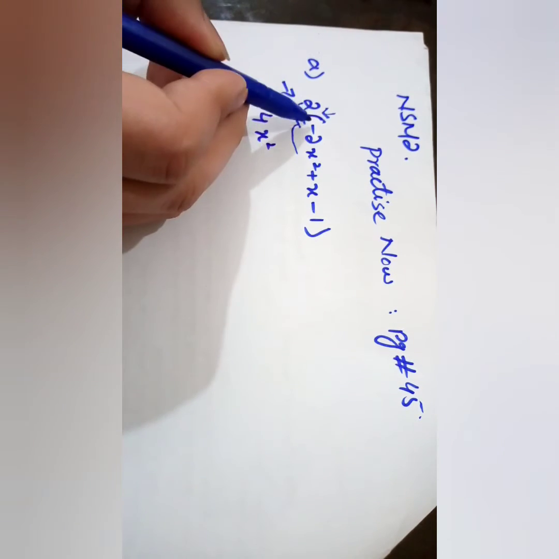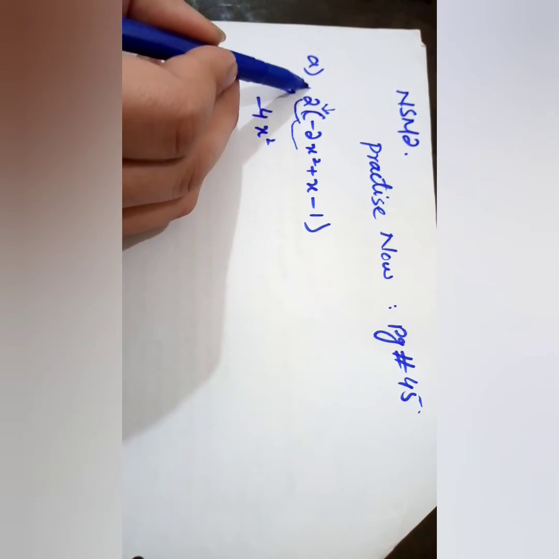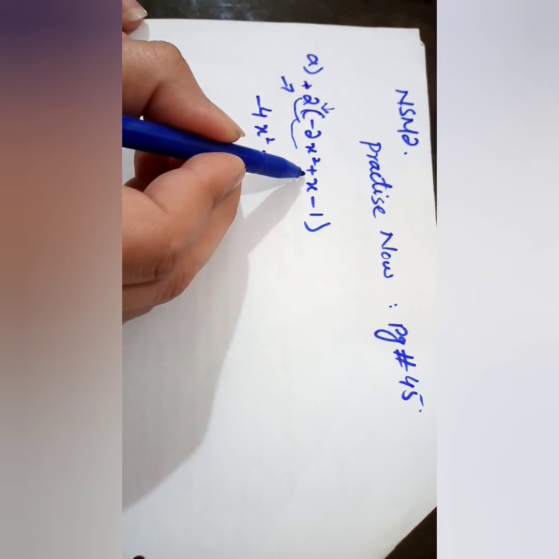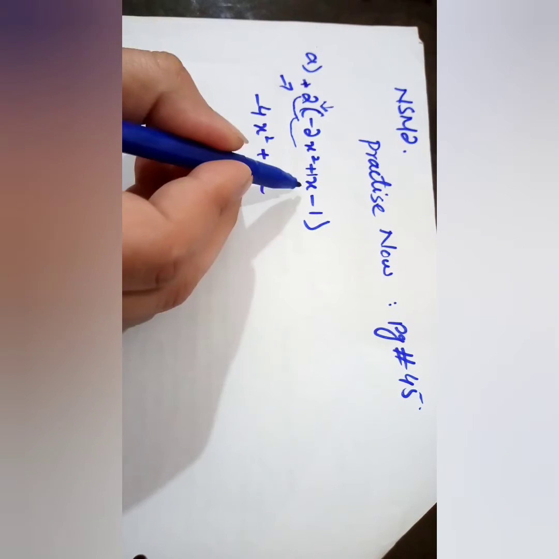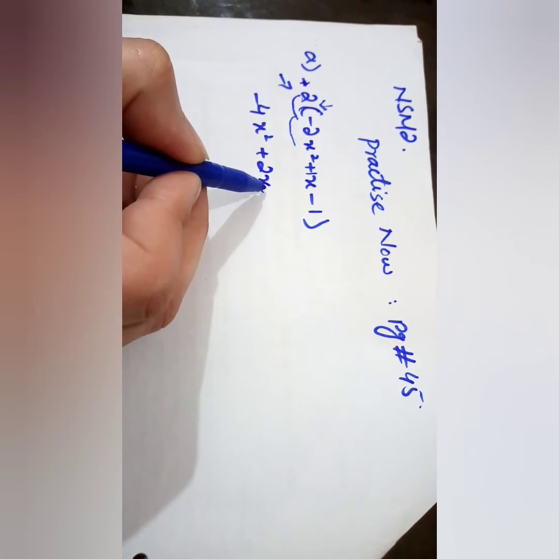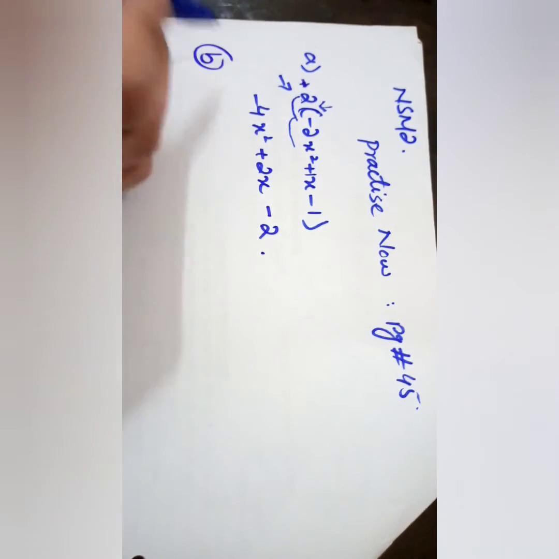2 2s are 4x square, and plus minus. When there is no sign, that means there is a plus. Whenever there is a plus sign outside the bracket, the inner sign will be the same. So when there is no sign, that means there is a plus sign, and this plus sign will never change the inner signs. So 2 1s are 2. As there is no coefficient, it means there is a coefficient of 1. So 2 1s are 2, and where x is, place the variable as it is, and 2 1s are 2. Now move towards part B.